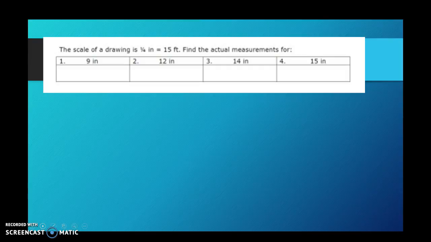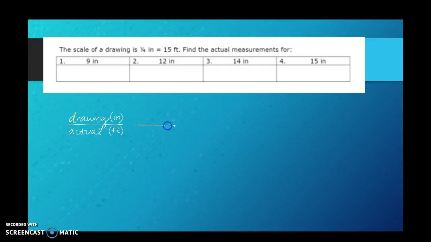So we have this table here, and we need to go ahead and use the scale to find each of these dimensions. So again, scale is drawing over actual. And in this situation, we're going to use the same scale for each of these problems. So it says that the scale is 1/4 inch. So I'm going to put inches on top over 15 feet. So feet on the bottom.